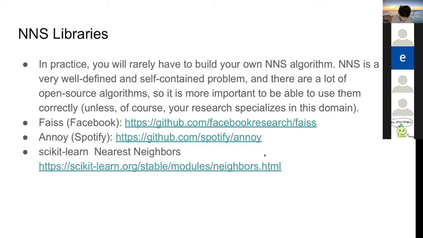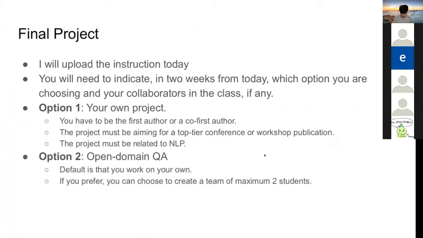There are, I think, more, but I recommend you take a look at these three libraries: Faiss, Annoy, and Scikit-learn. Faiss is by Facebook, Annoy is by Spotify, and Scikit-learn is just a very popular open source library in machine learning, right? In this class, we will be using Faiss, which is very nice for dense embedding retrieval.